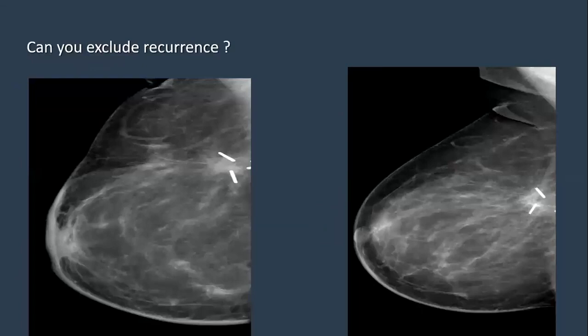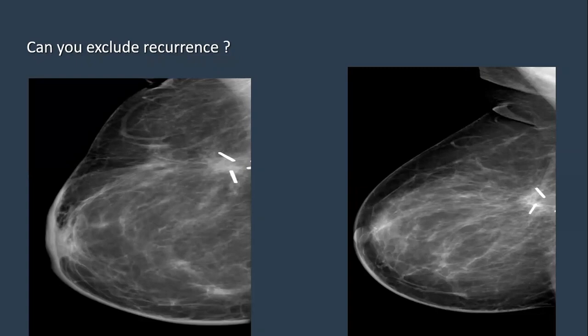Okay? These are two different times of X-ray, mammography for the same patient. Can you exclude recurrence? No. Yalla, let us go quickly. Why can you not exclude recurrence?